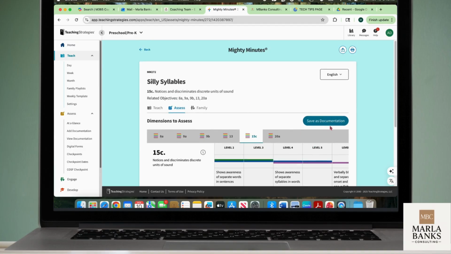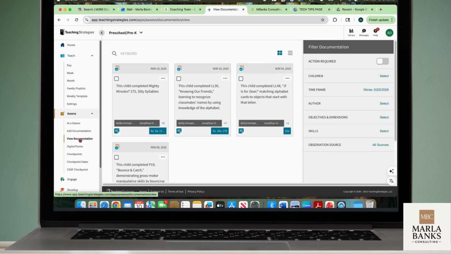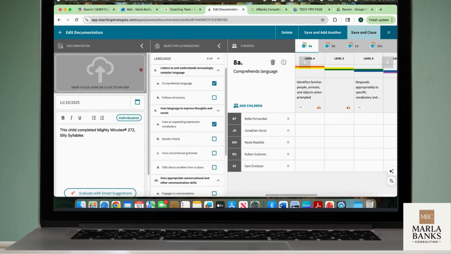Okay, so now I'm going to save this as documentation. So I remember I did not level all of the objectives because I did not see those. I did not select all of the students because they did not all participate. So let's go over, because we are not complete because we did not level all of the objectives that were attached. So if I look right here, this child completed Mighty Minute 272, silly syllables, and let's look at what happened. Once I leveled just the ones that I saw, those are the only ones that come over on documentation.